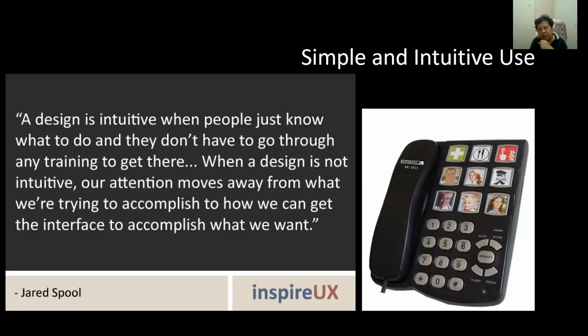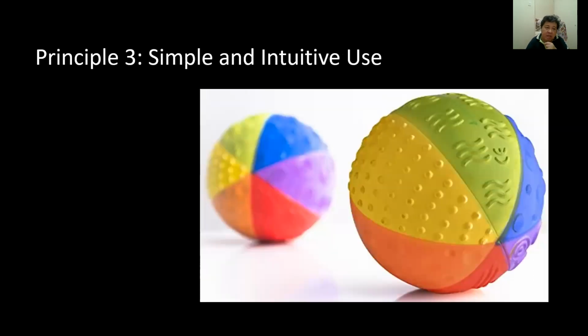Pictograms on the telephone, for example, or the numbers, which is with color contrast, for example. So we have the design that's intuitive when people just know what to do and they don't have to go through any training to get there. So a child can use it, for example. Toys that are designed to be simple and intuitive, for example.